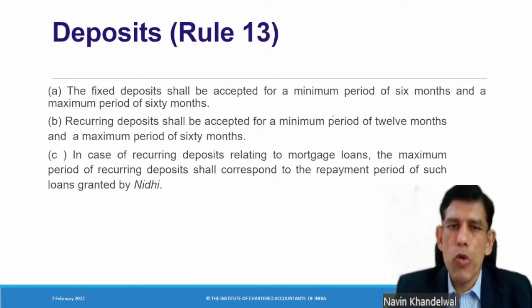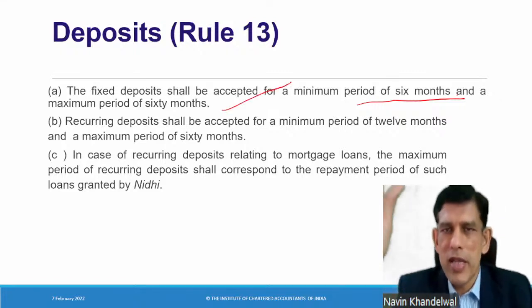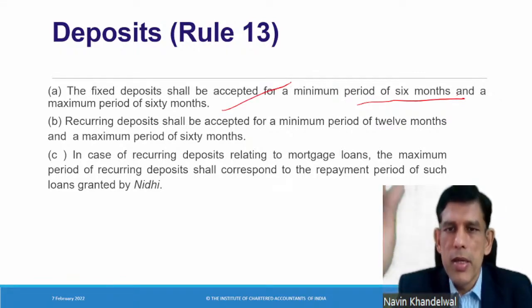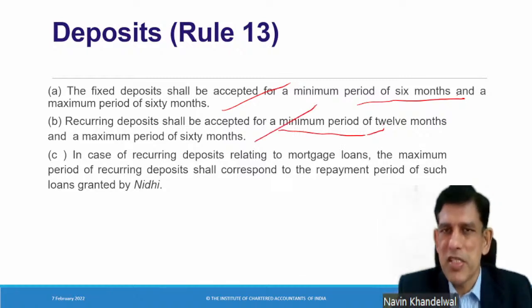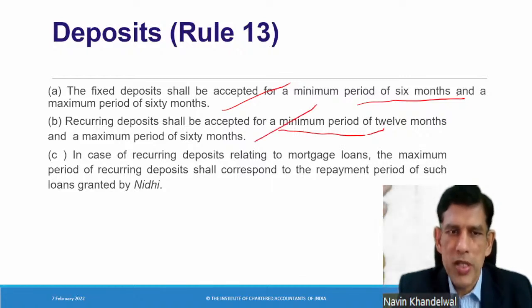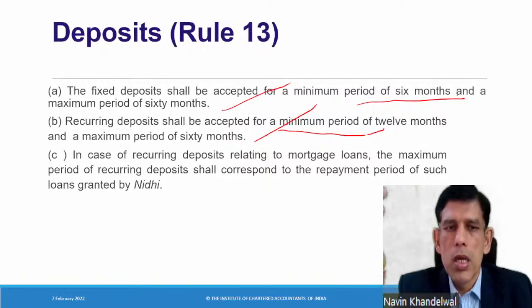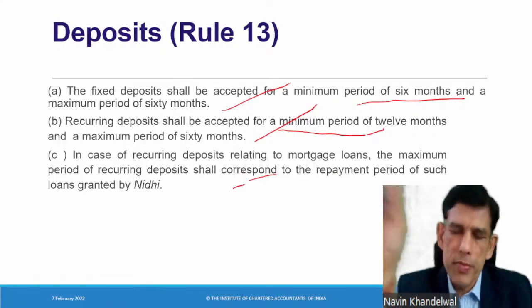And a fixed deposit shall be accepted for a minimum period of 6 months and a maximum period of 60 months. That is 5 years. A recurring deposit shall be accepted for a minimum period of 12 months and a maximum of 60 months. RD account, which we all know what is an RD account. In case of RD accounts which are mortgaged to a loan, the tenure should correspond to the tenure of the loan.